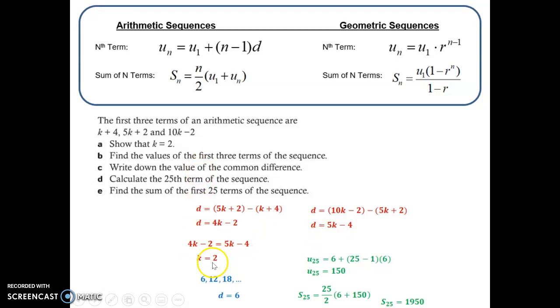Once we know k equals 2, we put it in here, here, and here, and we get our sequence 6, 12, 18 with a common difference of 6. Then you're finding the 25th term using the nth term formula right here. It's being applied right here. And then you're finding the sum of 25 terms right here. All right, let's take a look at the next one.